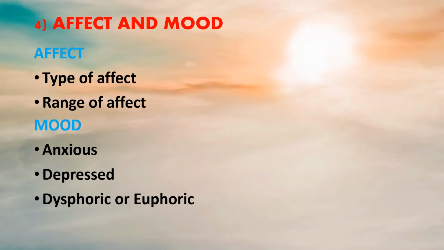Fourth one is affect and mood. Under affect you have to write what type of affect and what is the range of affect. Under that many things will be there that you have to write in a proper way after watching the video related to how to write mental status examination. So under affect, two headings, don't forget: type of affect, range of affect.